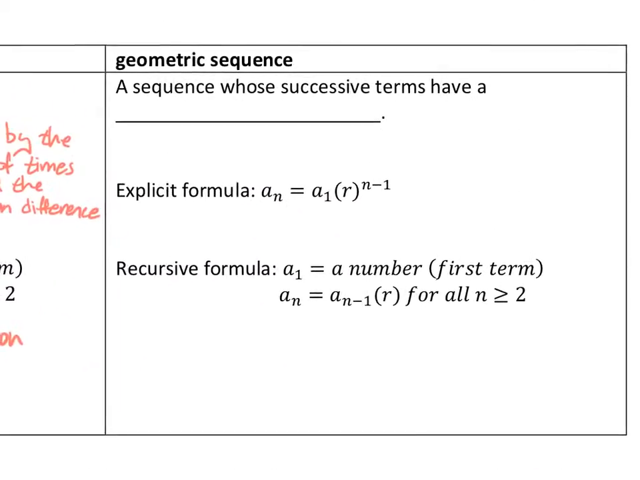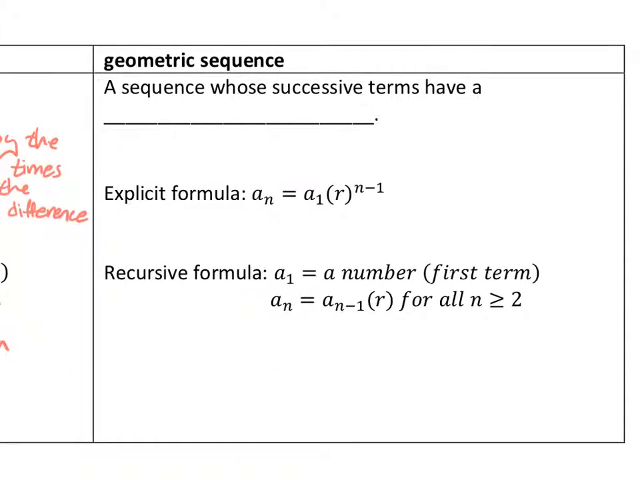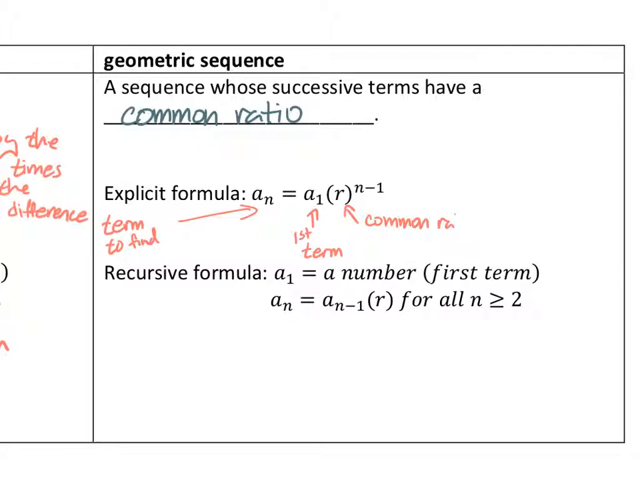All right, geometric sequences. So this is a sequence whose successive terms have a common ratio. Okay, so in our explicit formula, again, this is our term we're trying to find. So term to find. This is our first term. Now we have in here our common ratio. And then we have that it's being raised to a power.